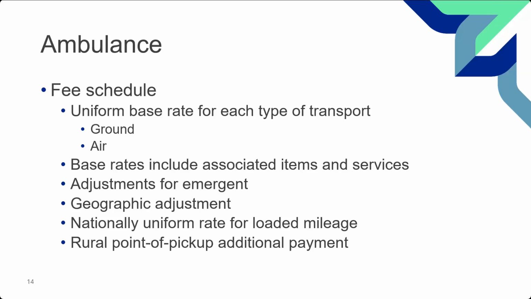The geographic adjustments can occur, and the reason that happens is it may cost you more to do business in Michigan versus Iowa, just as an example. So there's geographic adjustment like that. There's a national uniform rate for loaded mileage. We talked about that. But then there's also an adjustment done, and it's called a rural adjustment, and it's for the point of pickup in certain zip codes.